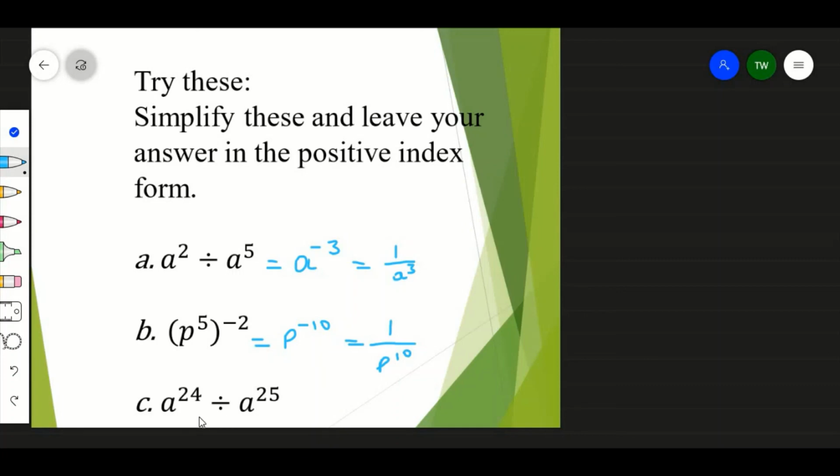For the last one, here we have a to the 24 divided by a to the 25th. So we're going to apply the division law first, which is to keep the base and subtract the powers. So the base is a. If we subtract the powers, 24 minus 25, that leaves us with negative 1. And then we need to write our answer in positive index form. So this is going to equal 1 over a.